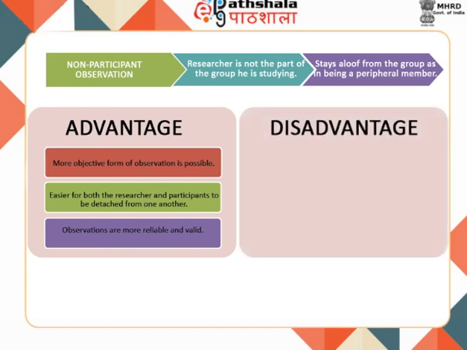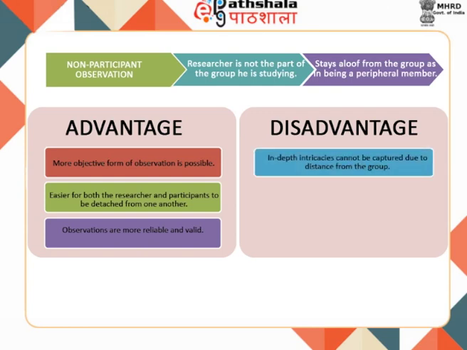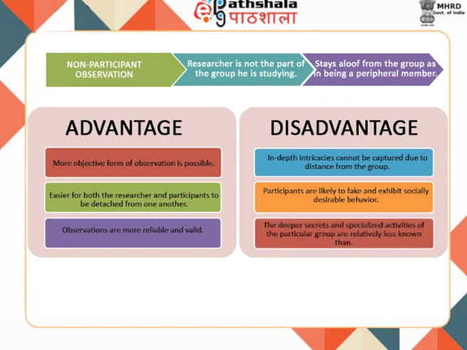The observations are more reliable and valid due to the above features. The disadvantages of non-participant observation are: the slighter, subtle, in-depth intricacies cannot be captured due to distance from the group. If the participants know the researcher is present and is observing them, and he does not share a good bond with them, they are likely to fake and exhibit socially desirable behavior. The deeper secrets and the specialized activities of the particular group are relatively less known than in participant observation, and thus the data obtained can be less rich.